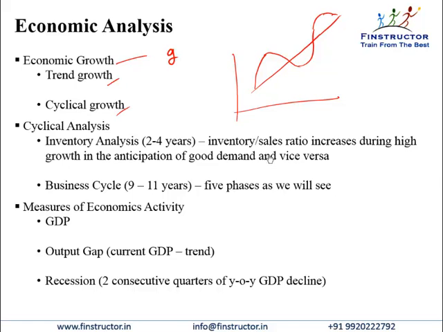The business cycle is generally longer and has certain other characteristics as compared to the inventory cycle. So it has 5 phases that we will just see in the coming slide. To measure economic activity, it is generally the GDP of the country and the growth rate in GDP that we check. The output gap is another important metric, that is simply the current GDP minus the forecasted trend GDP. Recession is defined as 2 consecutive quarters of year-on-year GDP decline.